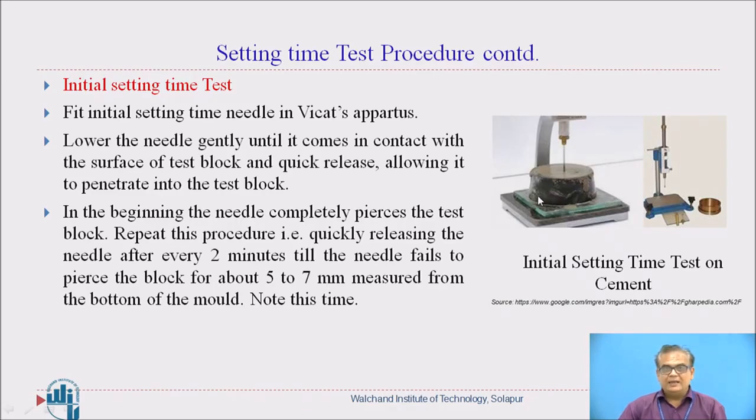But as time passes, cement will harden, its setting will start, and what will happen? The penetration of the needle will not be complete. So when this penetration is between 5 to 7 mm from the bottom of the mold, that particular time is noted down.